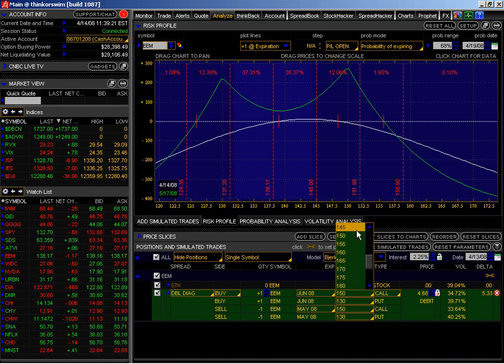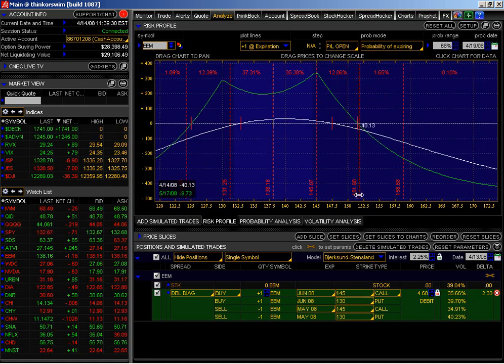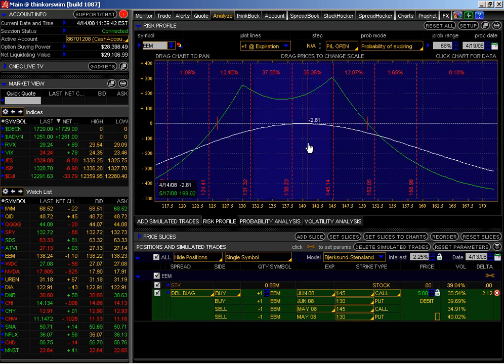Let's go with the 145 calls. And we'll keep our 130 puts. That looks a little bit better, right in the center. We've got a couple hundred dollars of profit. We've got to change that. Now we're going to be paying $5 as a debit.